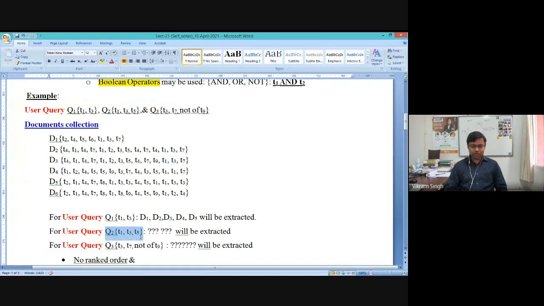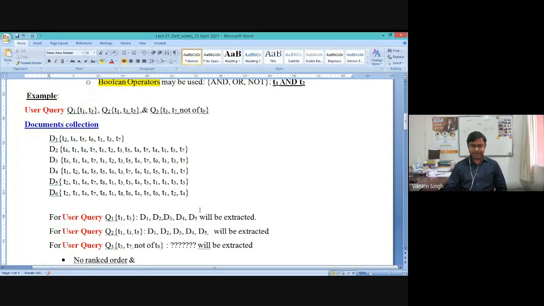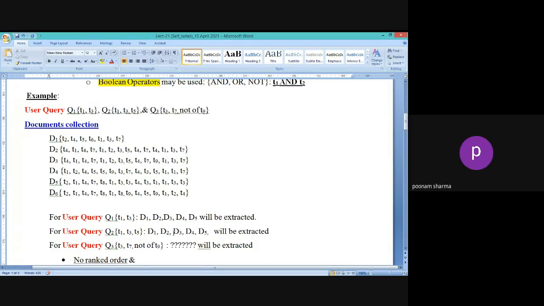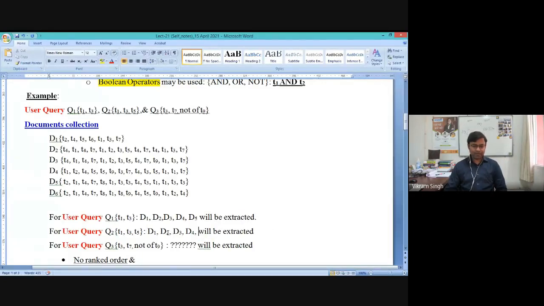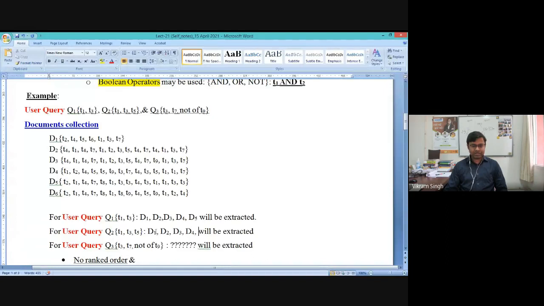If you go for query Q2, can you tell me the answer? What could be the selected documents? For these 3 query terms in query Q2, which will be selected? D6 will not be selected surely because it is not having the presence of T3. What about the remaining documents for the query? Sir, I think D1, D2, D3, D4. Document 1 to document 4. D5 will not be there. D1 will be selected, right? D1 will be selected because it is having 1, 3, 5, right?